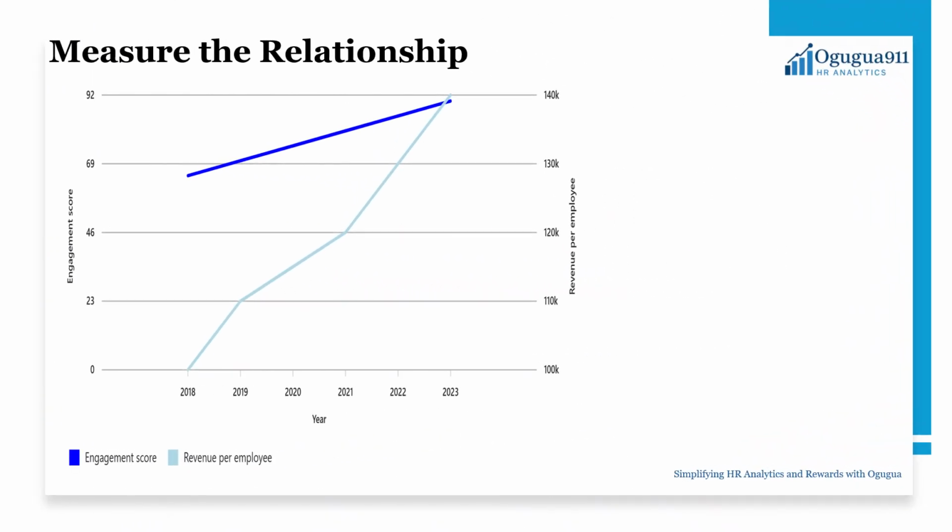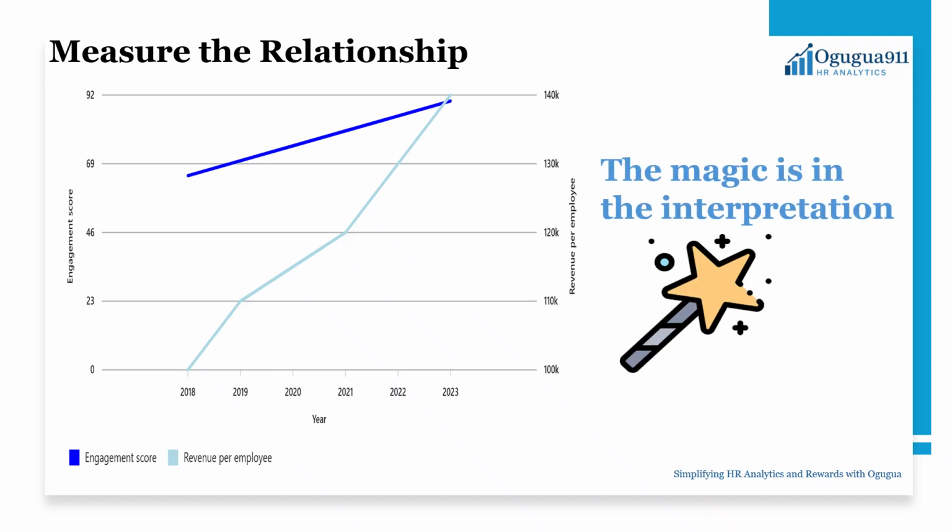Once you have successfully linked your HR metrics to the business KPIs, you need to measure the relationships. For instance, you can use Excel correlations or trend charts to show how HR data moves with business outcomes. For example, if engagement goes up and revenue per employee rises, there you have a story. But most importantly, the magic is in the interpretation of this data.